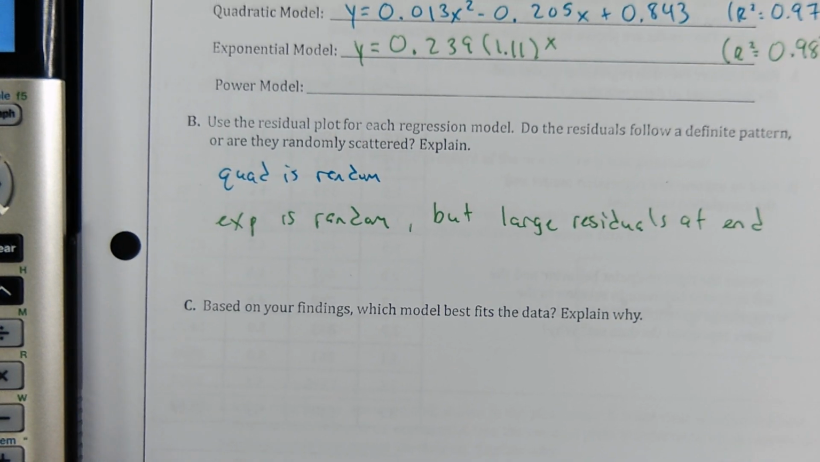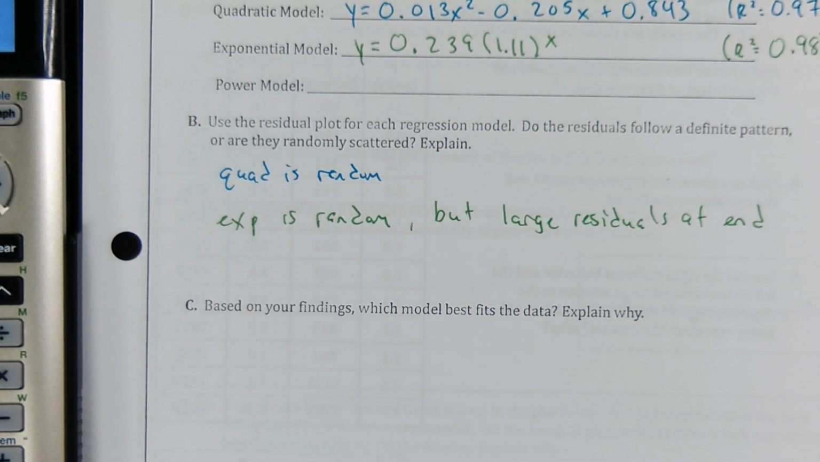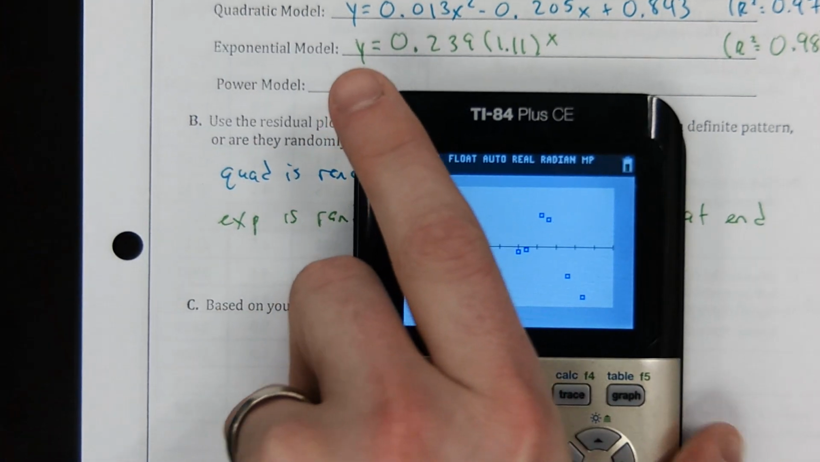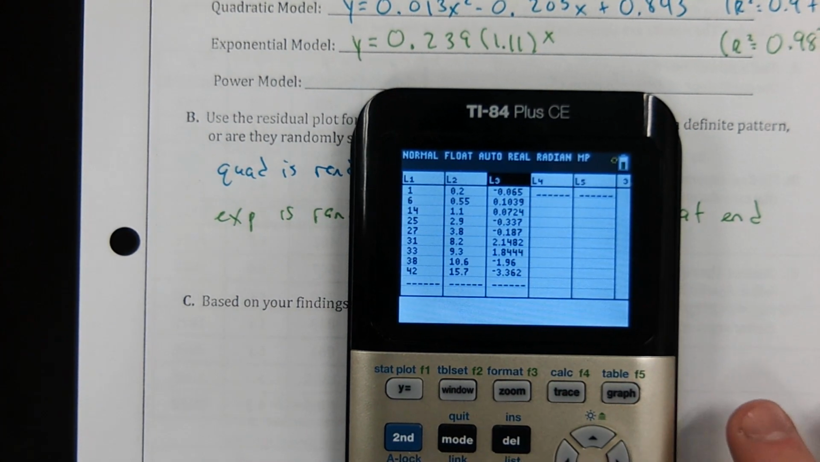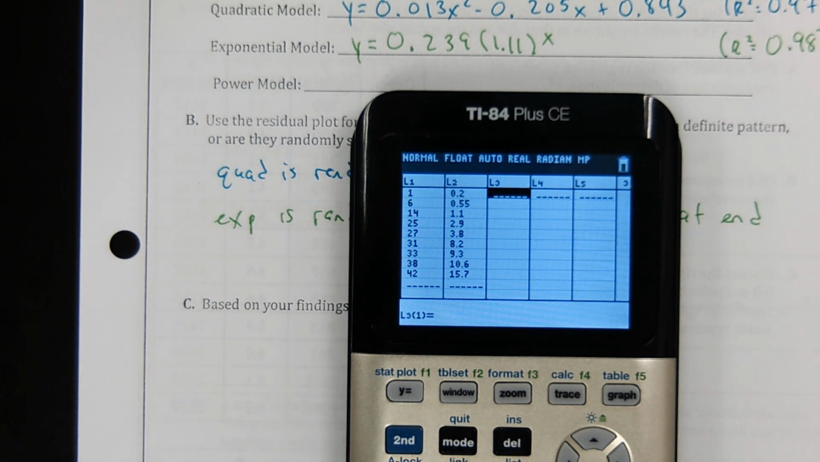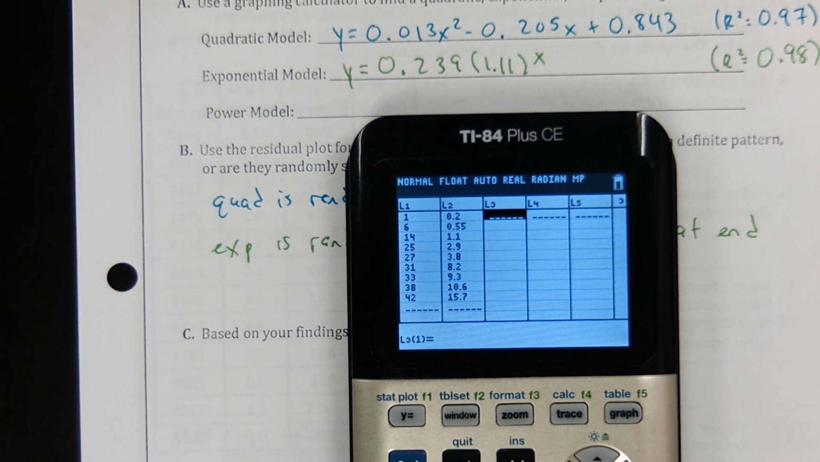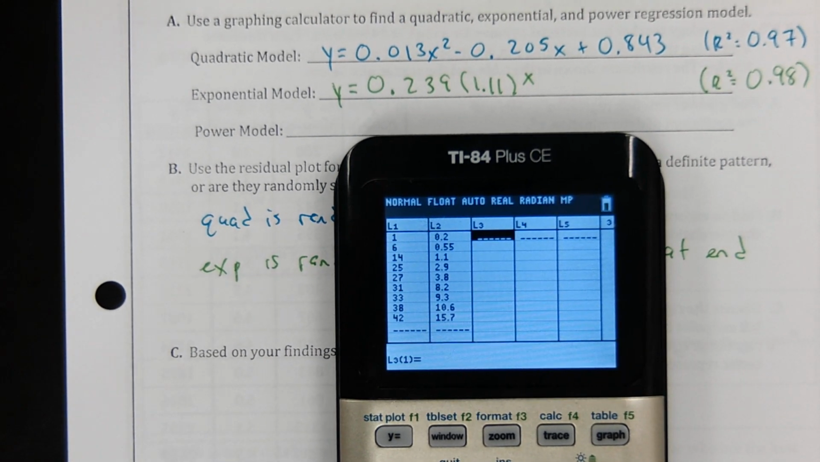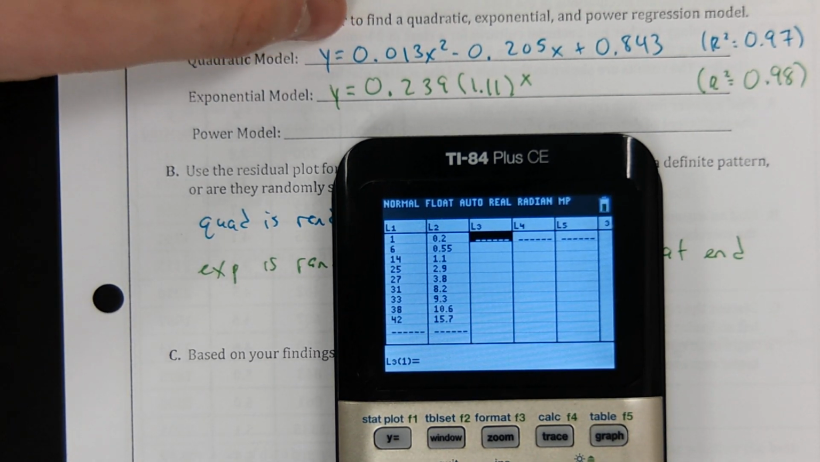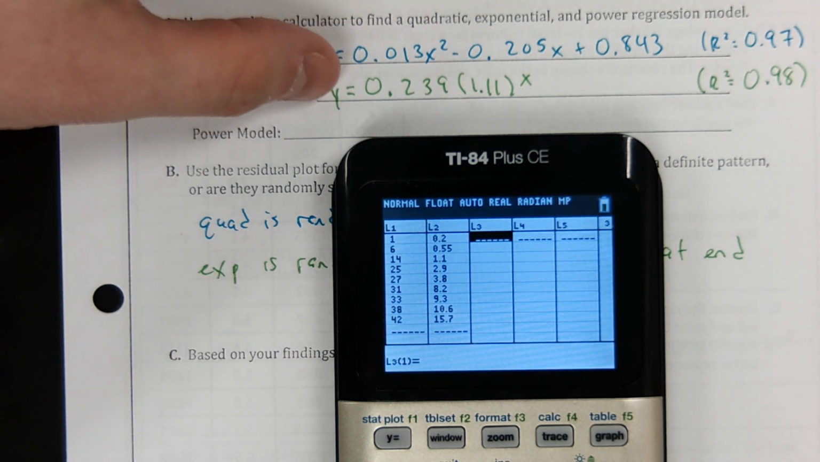Now let's get our power model. Again, go back to stat and edit and clear that list. So if I had to make an argument about which one I thought was a better model, I'd say for the whole set, the quadratic model was better. Only because at the end, this thing's residuals were way off base.